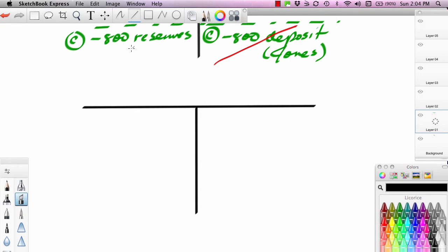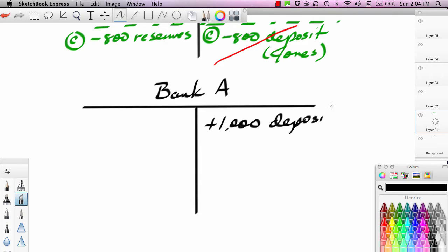I'll be explaining that more as we go on. So here's Bank A again. Let's just go ahead and consolidate things. Those transactions up above, A, B, and C, consolidate into $1,000 in deposits, $200 in reserves, and an $800 loan.